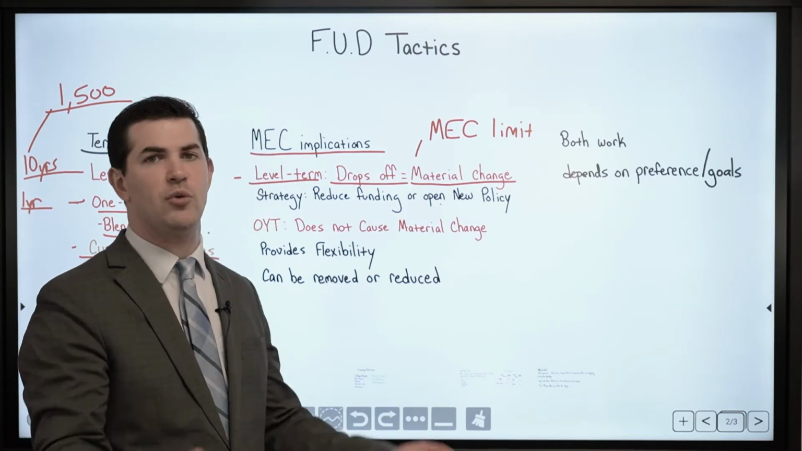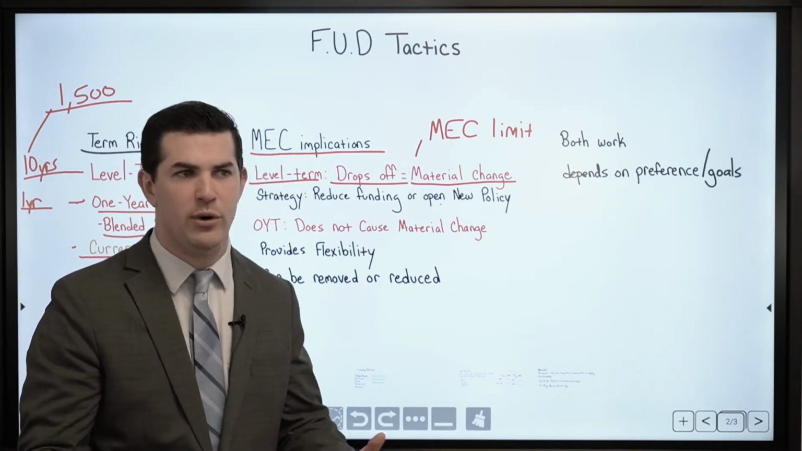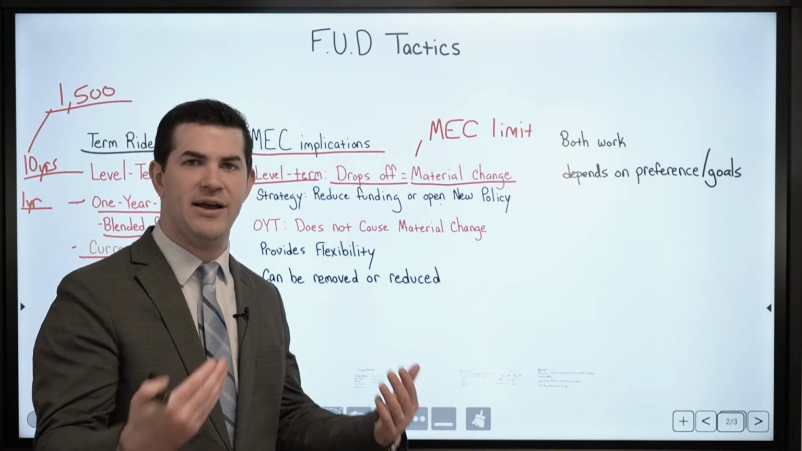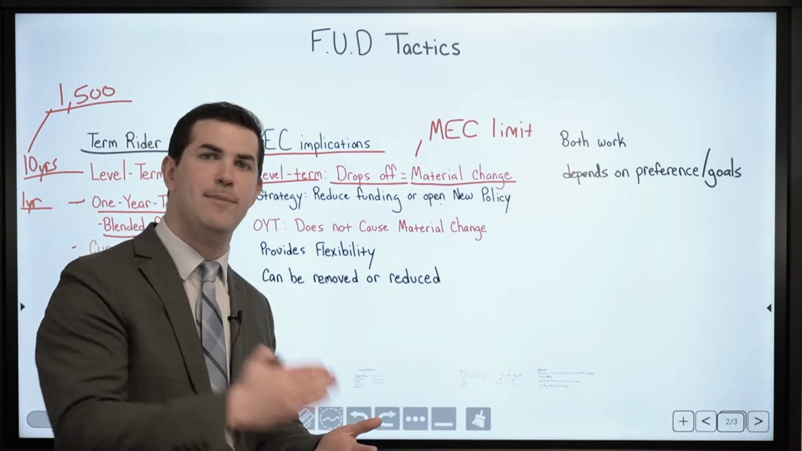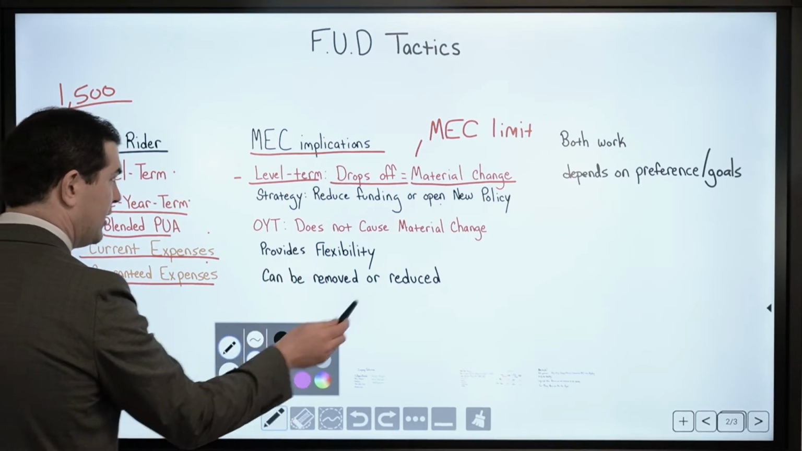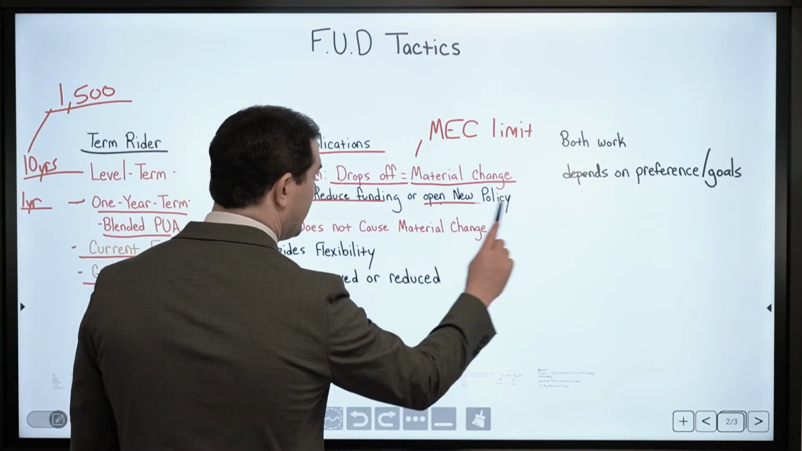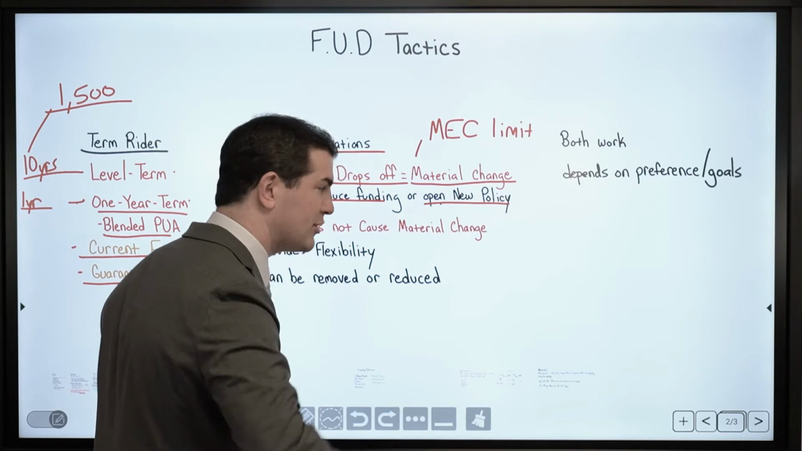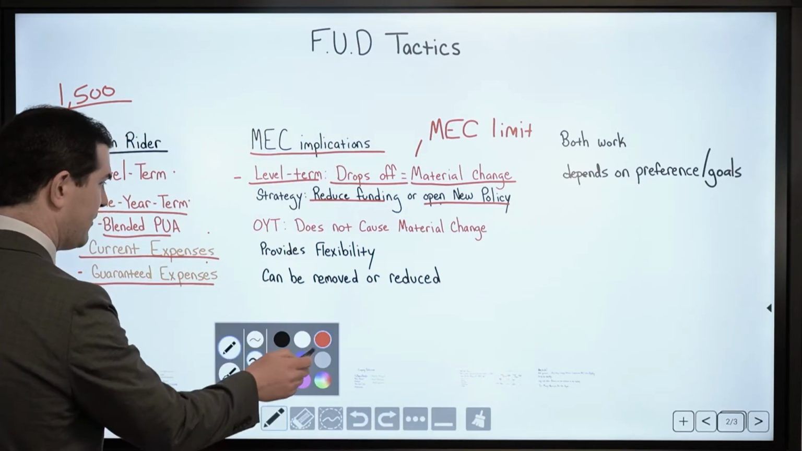That'll happen with a term rider 10 out of 10 times. When the death benefit drops, I've got a material change, i.e. a MEC limit reduction. So that's where we've got that strategy. We either reduce the funding or open a new policy, which means we have to go through those expenses again. Important to keep that in mind.